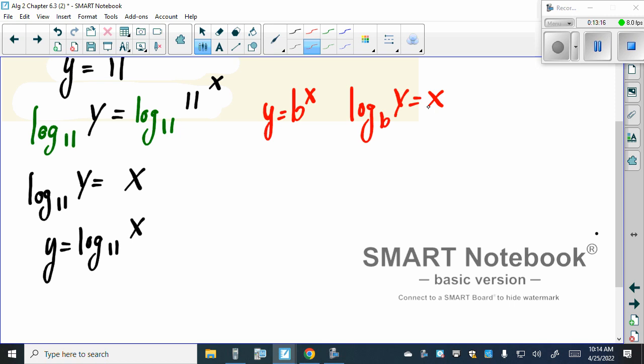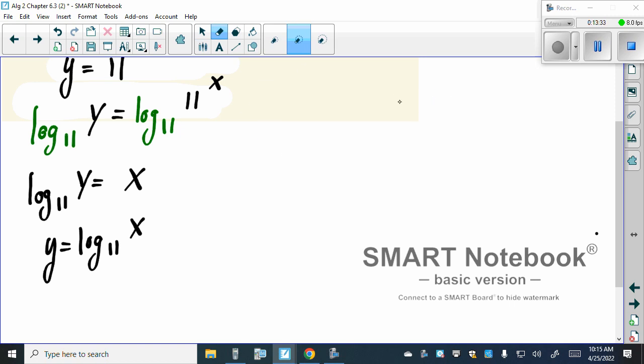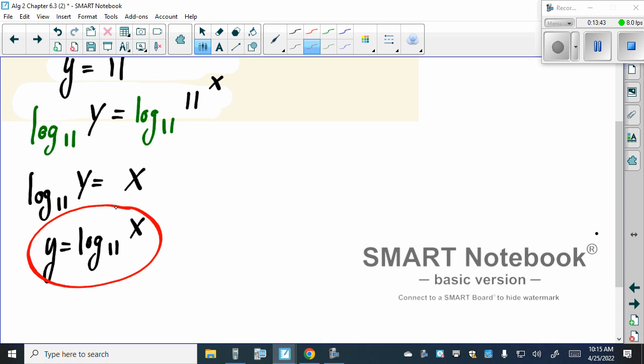The reason this works is because of this property that log base b of b to the x is just x. So we can use this method of seeing how the numbers switch, or we can apply log base b of b, whatever the base is, to both sides. We'll get the same answer. Questions on this here?